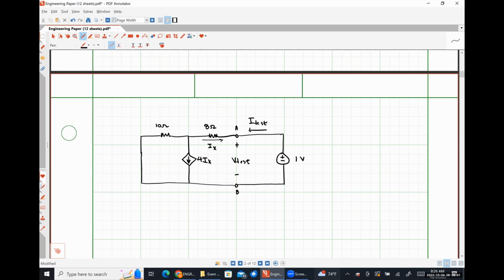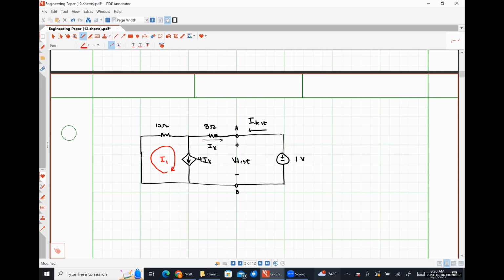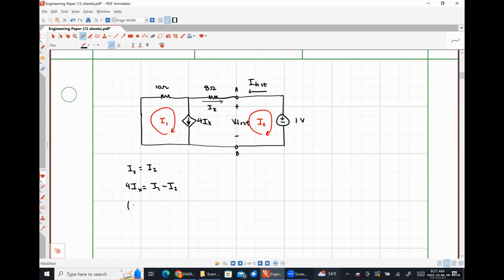Yeah, mesh is a perfectly reasonable thing to do here. Absolutely. So here are our 2 mesh currents, and we can see that I test is just negative I2. So starting with our controlling variable relationship, we have Ix is equal to I2. Our current source relationship, we have 4Ix is equal to I1 minus I2. And then when we write our KVL equation around this super mesh, we are going to have 10 ohms times I1 plus 8 ohms times I2 plus 1 volt is equal to 0.